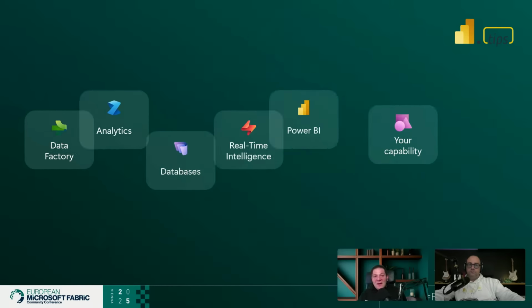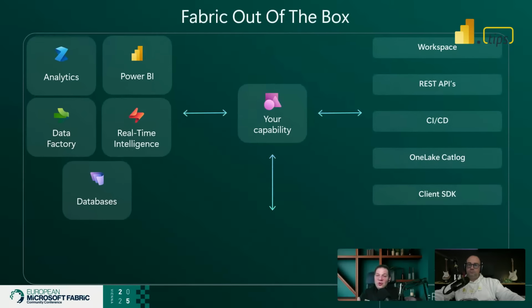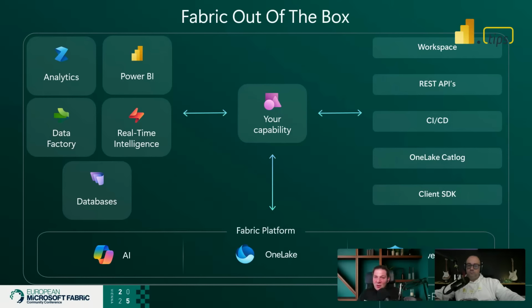So it means that your item can use everything that is part of the standard Fabric governance and service, meaning you are part of the workspace. You have public REST APIs that we are providing out of the box for you to create those items.